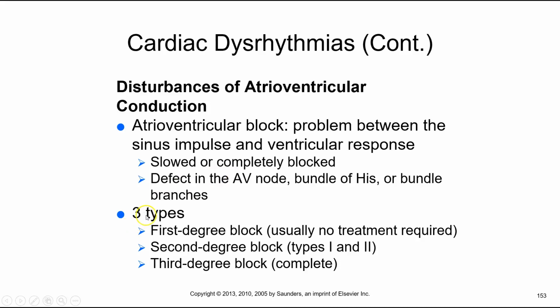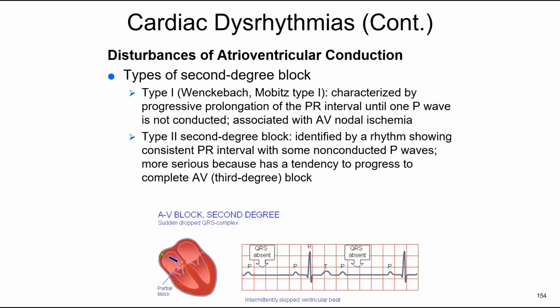So there's 3 types of blocks. It exists on a continuum, so we categorize it into 3. A first-degree block is going to be pretty minor, and usually no treatment will be required. But once you get to second and third-degree blocks, you have little communication between the atria and the ventricles. Remember, it's supposed to be atria contract and then ventricles contract, and never the two shall happen at the same time. That would be bad, right?